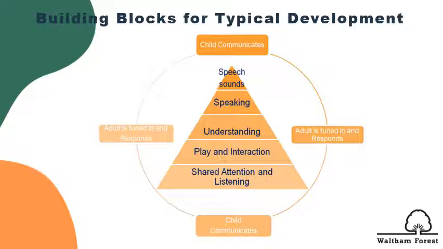And then at the top of the pyramid we have speech sounds. And this refers to the sounds that we make using our tongue, our teeth, our lips, cheeks, palate and vocal cords, and speech intelligibility relates to how easy it is for listeners to understand us. And a fully developed speech sound system is like the icing on the cake. So this comes after children's language and communication develops. Often speech sounds are not fully clear until children start school.